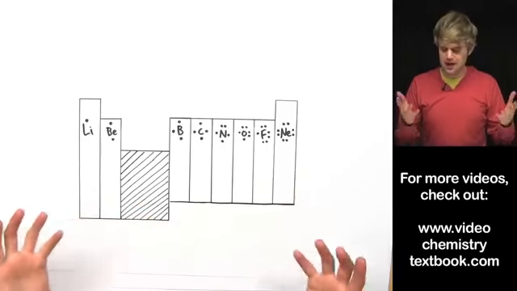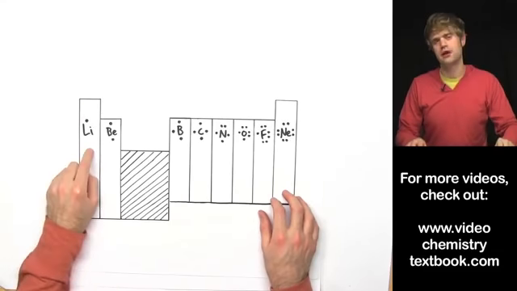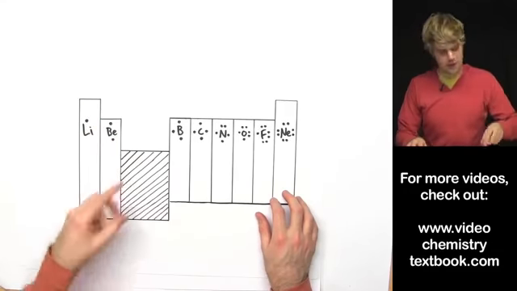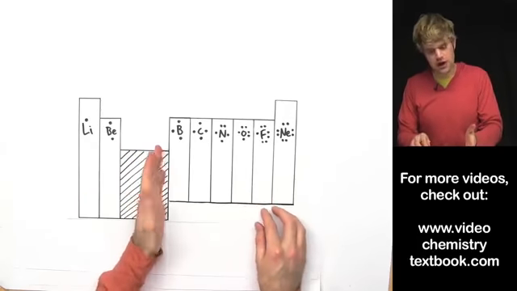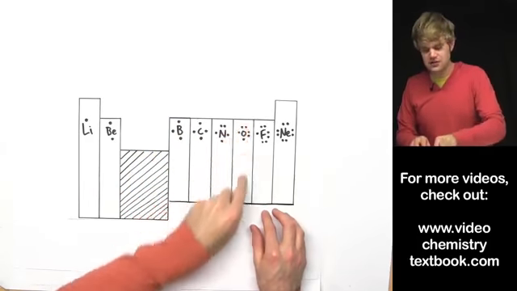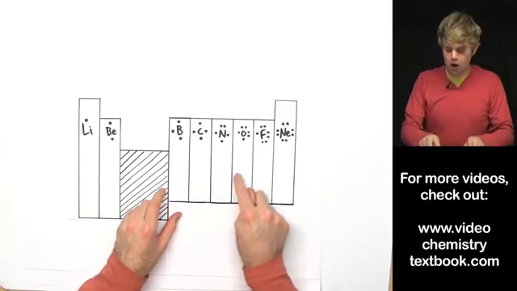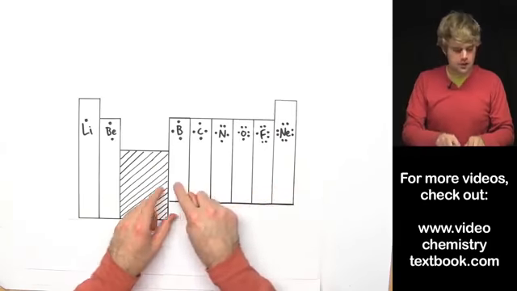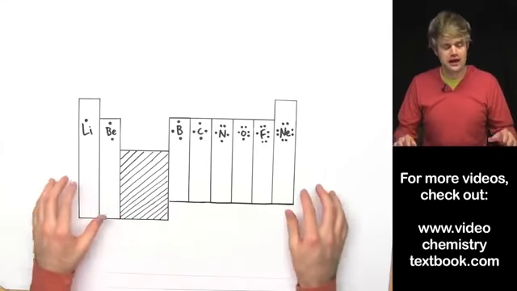So this kind of sums up everything that we talked about. Every atom in this column has 1 valence electron. Every atom in this column has 2 valence electrons. And then we skip over this middle section and we get 3, 4, 5, 6, 7, and 8. So if you know which of these columns a particular atom is in, you can figure out how many valence electrons it has.